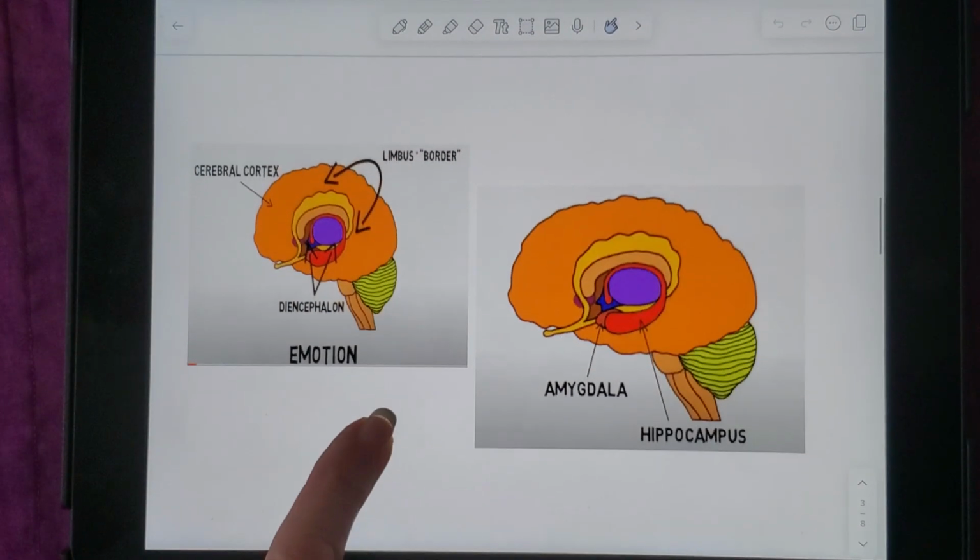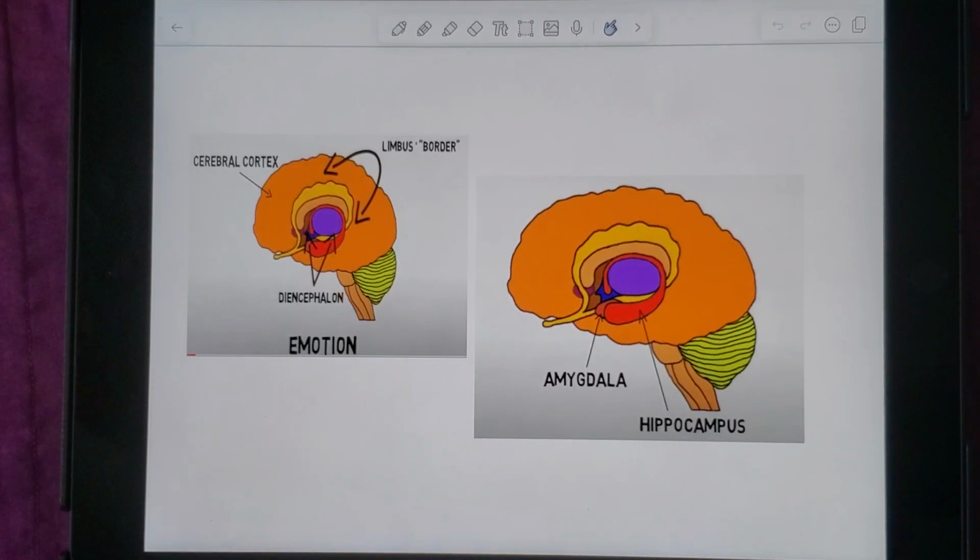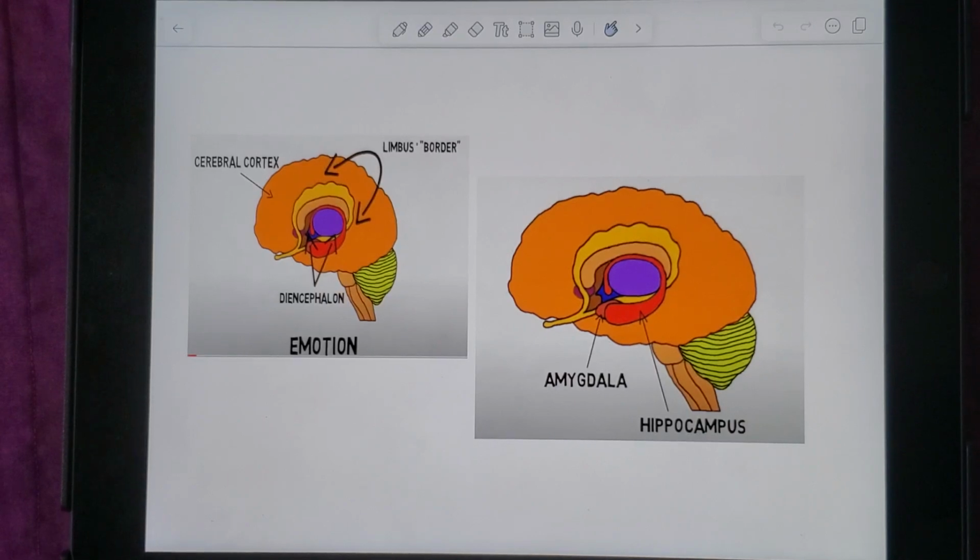The hippocampus, when I think of hippocampus, I think of memory storage. It is central to learning and memory, and if it's damaged, a person may lose their ability to retain facts and memories.